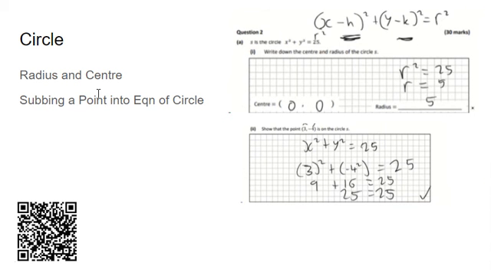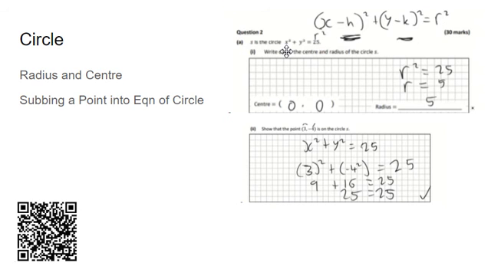Right, the next one is circle. So I've summarized this into radius and center, and then subbing a point into the equation of a circle. If you think about radius and center first of all, this is the question that came up last year. I've written the general equation at the very top there, x minus h squared plus y minus k squared equals r squared. So the h and the k are always the center point, and the r is obviously going to stand for radius.